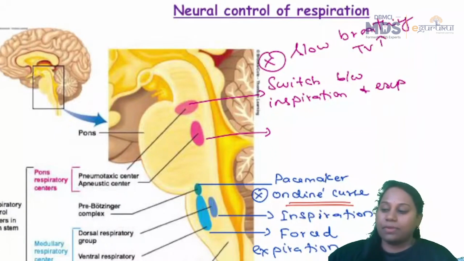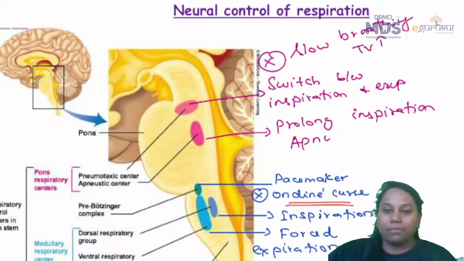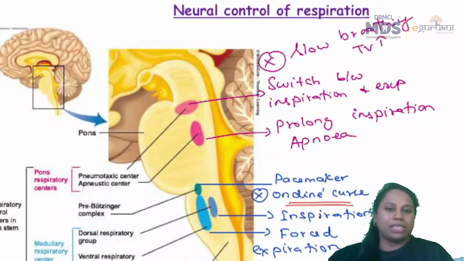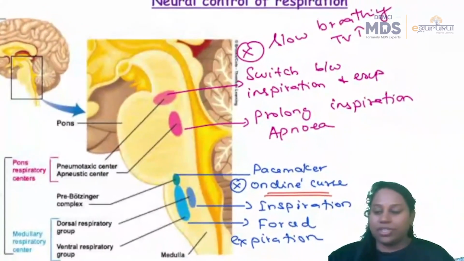Apneustic center. This can prolong inspiration and it can cause apnea. What is apnea? Temporary cessation of breathing is called apnea. So these are the brain centers which control respiration.